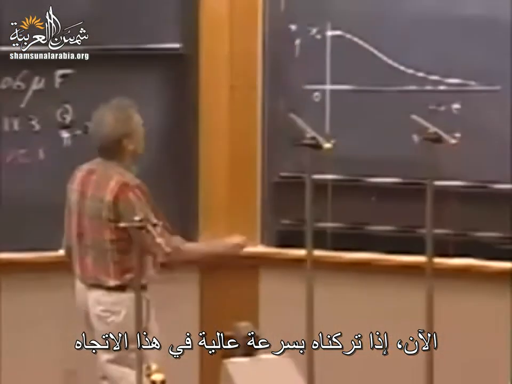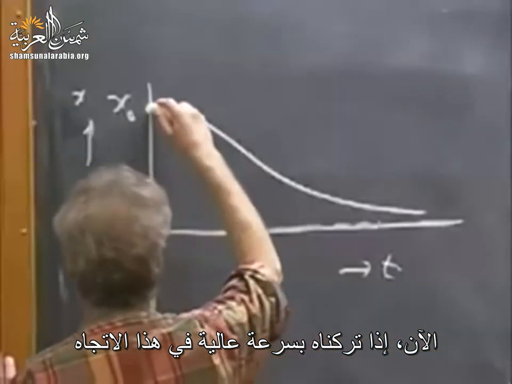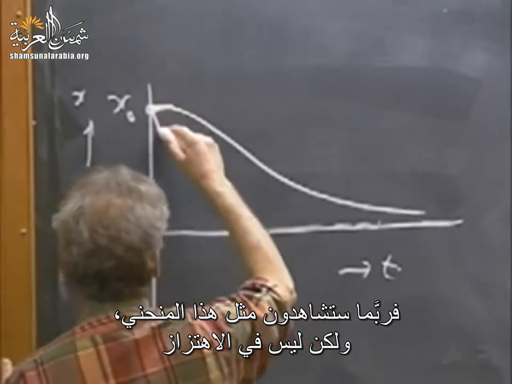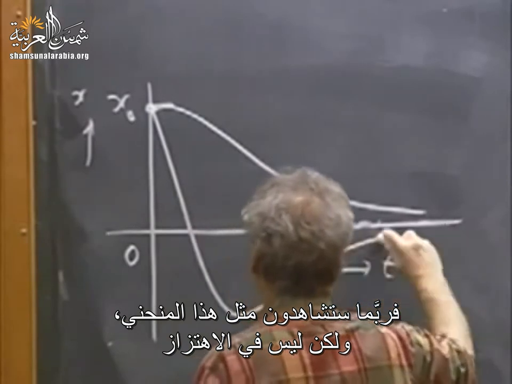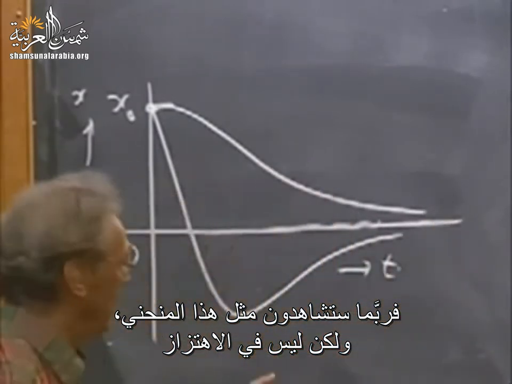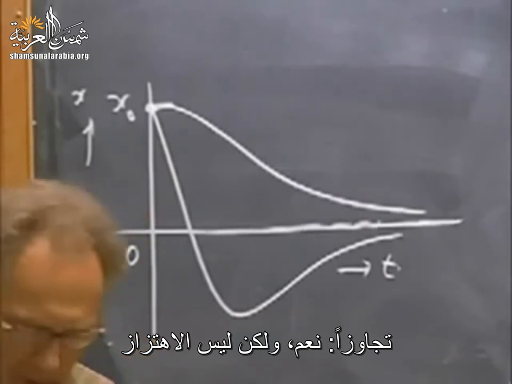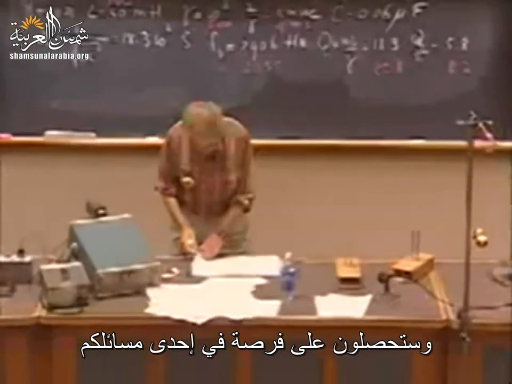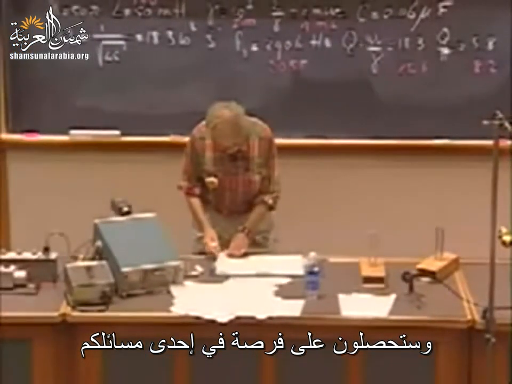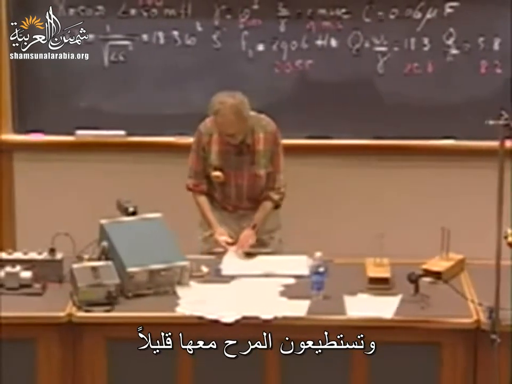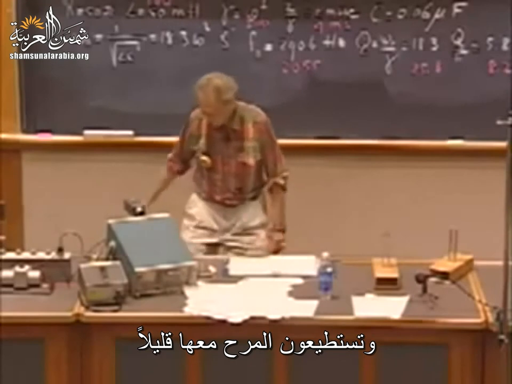Now, if you released it here with a high speed in this direction, then you might see this. But not an oscillation. An overshoot, yes, but not an oscillation. And you will get a chance in one of your problems, I think it is 1-7 for this week, where you can play with this a little bit.